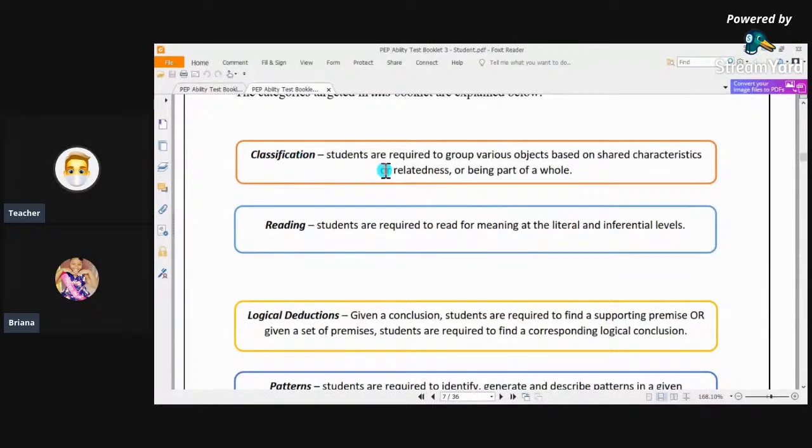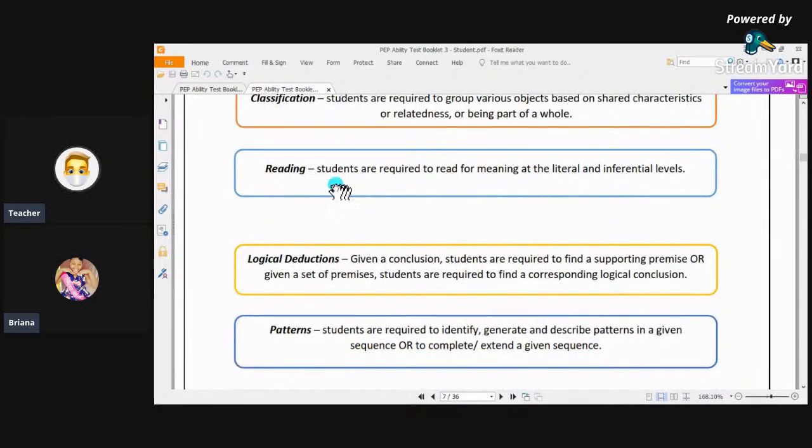Classification. Let me see. Brianna, could you read this section here about classification? Good night, sir. Classification. Students are required to group various objects based on shared characteristics or relatedness or being part of a whole. All right, reading now.